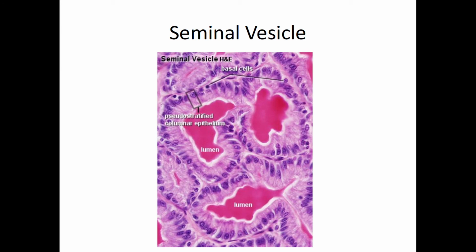So here you can see it looks like a pretty standard secretory gland. We have these epithelial cells surrounding a lumen. In this case, we're looking at pseudostratified columnar epithelium with this sort of standard gland structure. And these are going to produce that fluid.